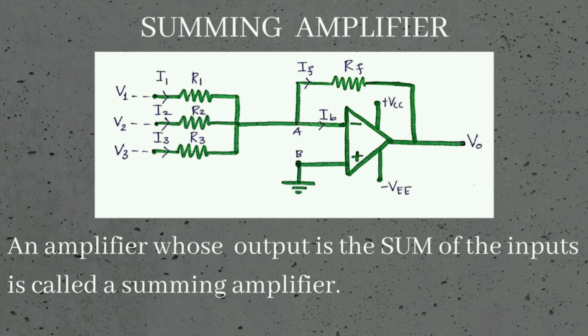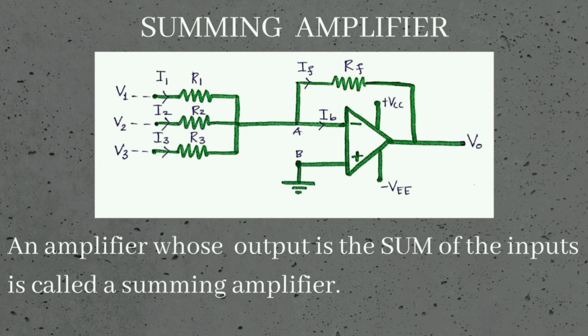Now by having a look at the circuit, you can observe that there's an ideal op amp with a feedback resistor connected between the inverting terminal and the output terminal. And at the inverting input terminal, we have three resistors connected to it, that is R1, R2 and R3, with the applied voltages V1, V2 and V3 respectively, along with the currents flowing through them I1, I2 and I3. And there's also current IB flowing through the op amp.